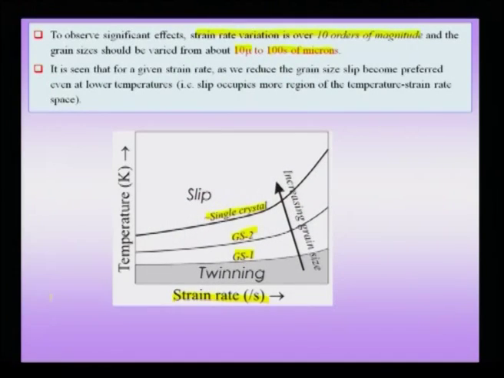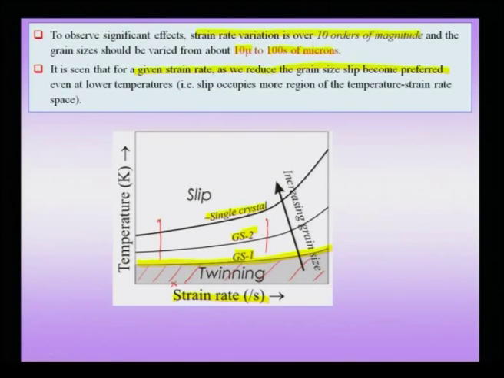Now it is seen clearly from this graph that for a given strain rate, as we reduce the grain size, slip becomes preferred. But before that, let us understand for a single grain size, let me take a grain size like GS1 and I am tracking this curve here. The region below this curve is the region where I would observe twinning, and all this region of space above this curve, I would actually observe slip. In other words, suppose I am operating at a certain strain rate here, which could be for instance 10 power 2 or 10 power minus 2, and I heat the crystal, then I would observe that when I cross this line the mechanism changes from twinning to slip. That means at higher temperatures you observe slip, at lower temperatures you observe twinning.